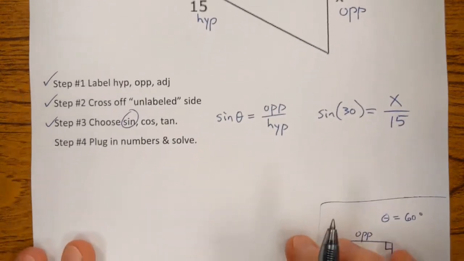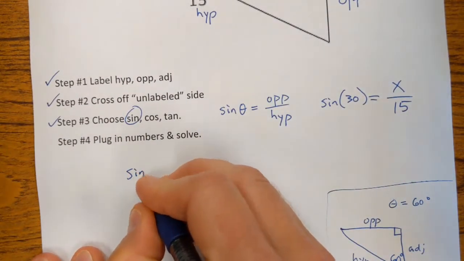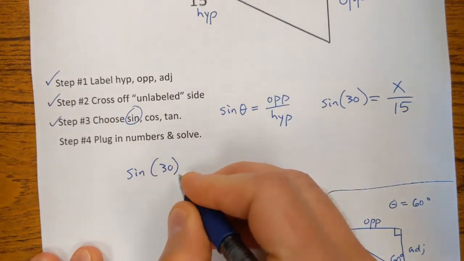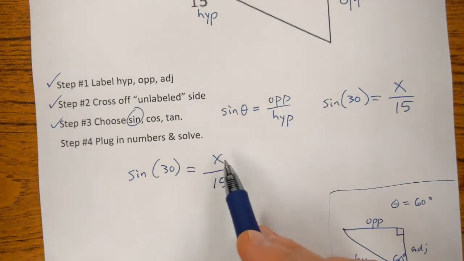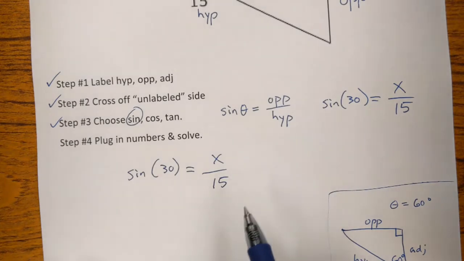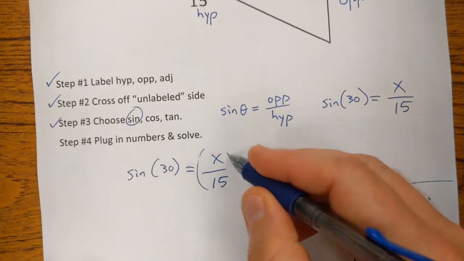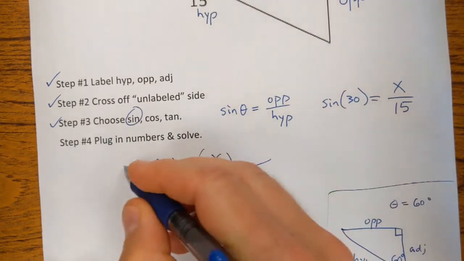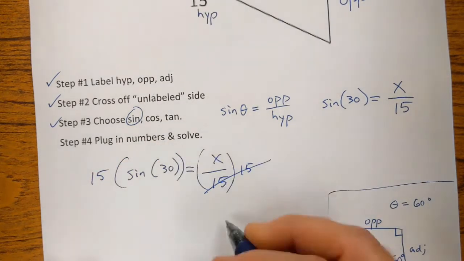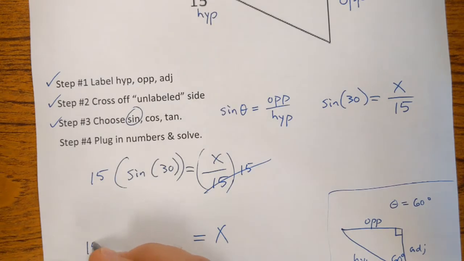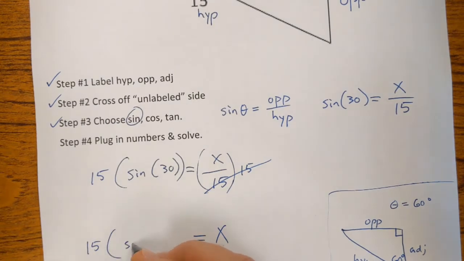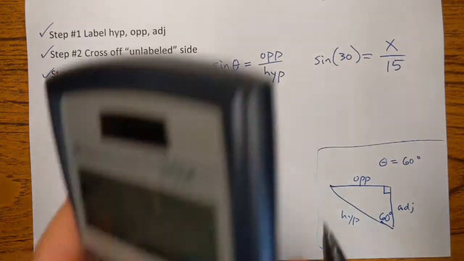Okay, so now I have this equation. Let me write it down here so we can see it a little better. We have this equation and we just need to solve for x. The way we're going to solve for x here, we're going to multiply both sides by 15. That will get rid of our little fraction here. x is just going to be 15 times the sine of 30. So I'll plug that in my calculator.